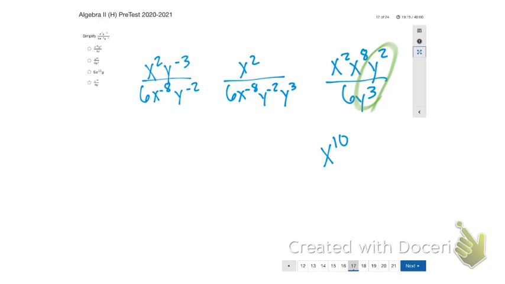Then when you divide like bases, you subtract the exponents. The bigger one's on the bottom, so my answer is going to be at the bottom. So I would do 3 minus 2, which is just y. So x to the 10th over 6y is my correct answer.